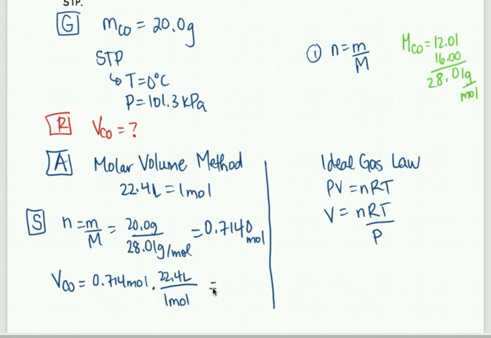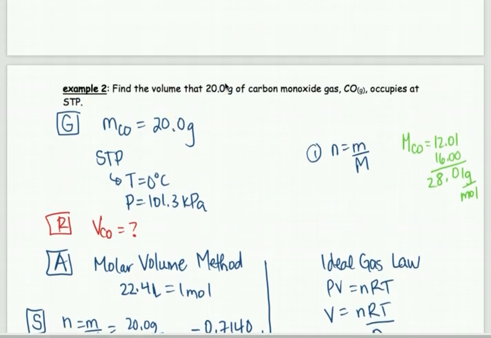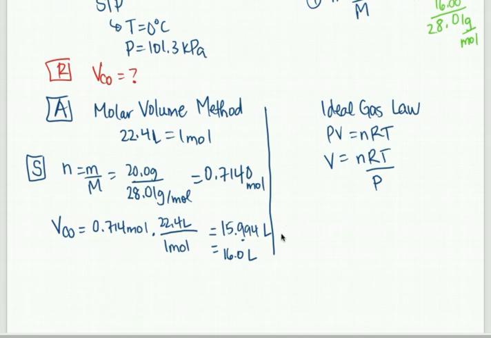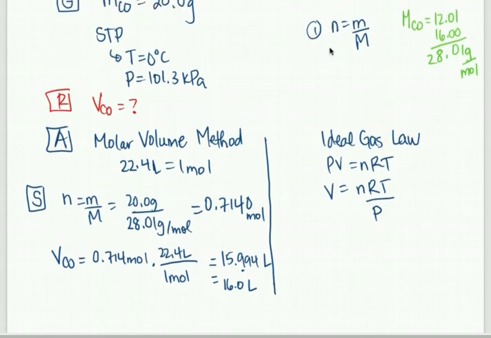Then we'll take that number, multiply by 22.4, and you end up with 15.994, etc., liters. Looking at the significant digits here, we have 3 digits, so we need to keep this one and go to 16 liters like that. So that's 3 digits. And then we'll do the ideal gas law. All you're going to do is use this equation here to get to moles, which we did there, and then use the volume equation in order to get to the volume.